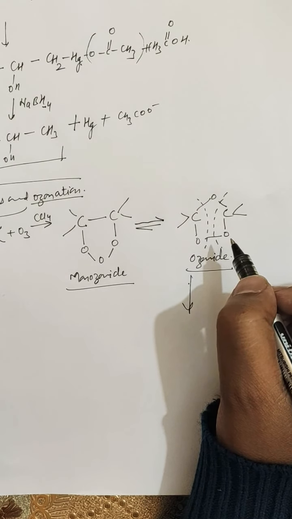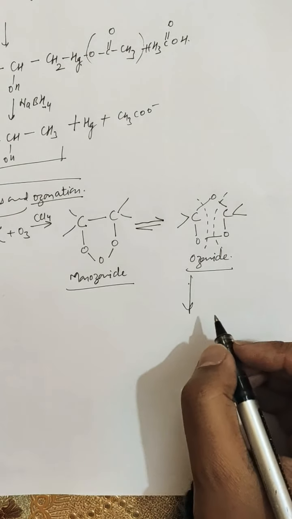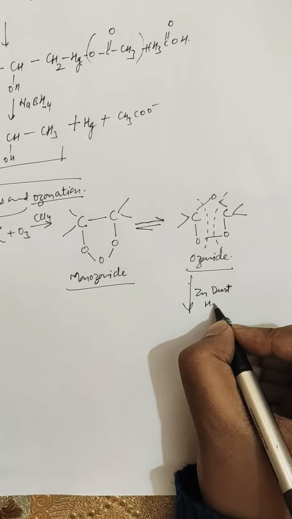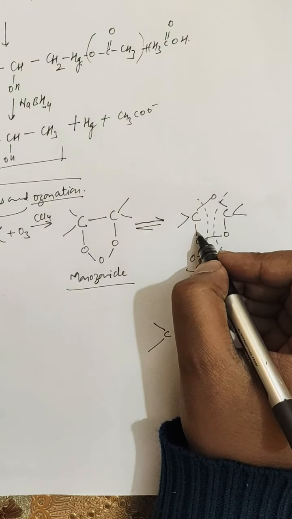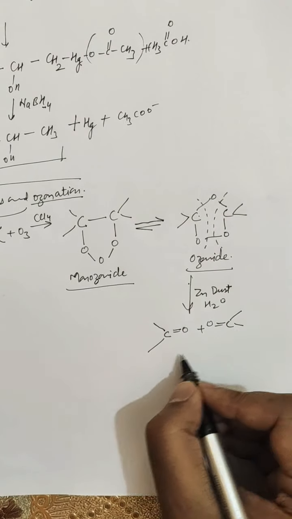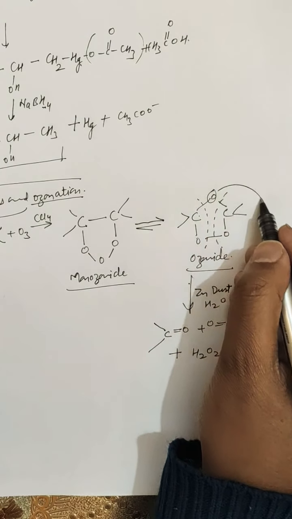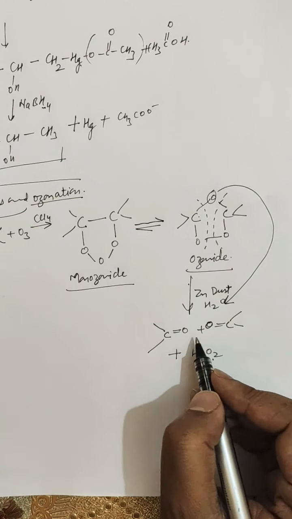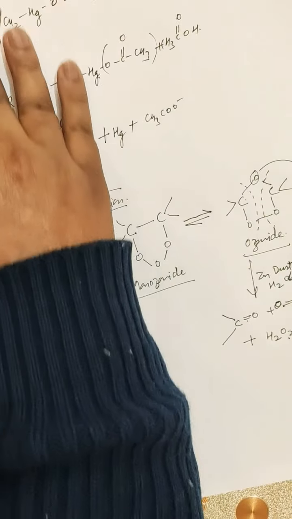This bond gets broken, and in the presence of zinc dust and water, it results in the formation of a carbonyl bond. Further one more carbonyl bond plus H2O2. This oxygen gets added to water, which results in the formation of H2O2, hydrogen peroxide, and further this carbonyl bond is formed. So let's see some examples.